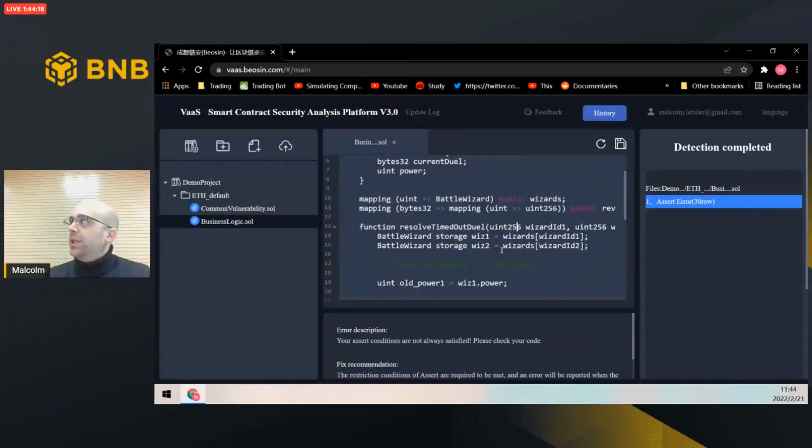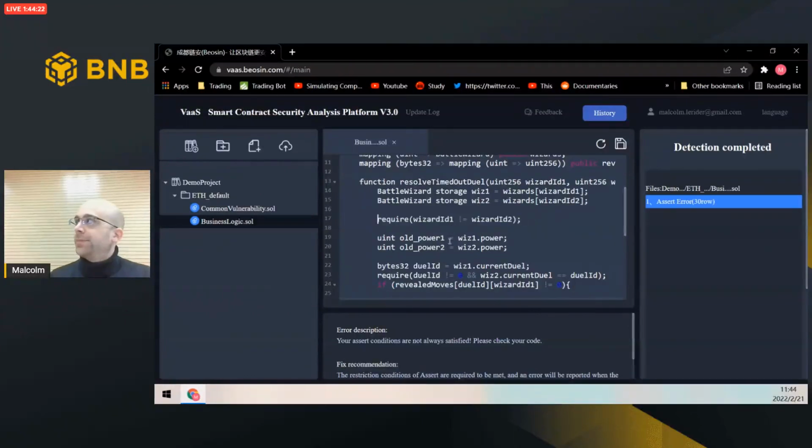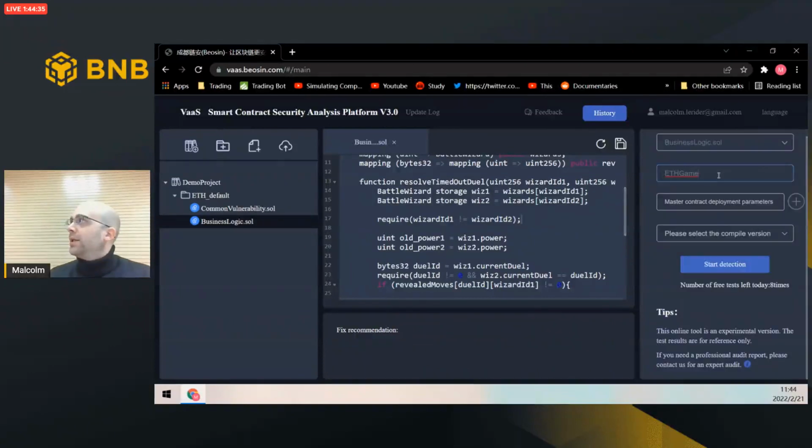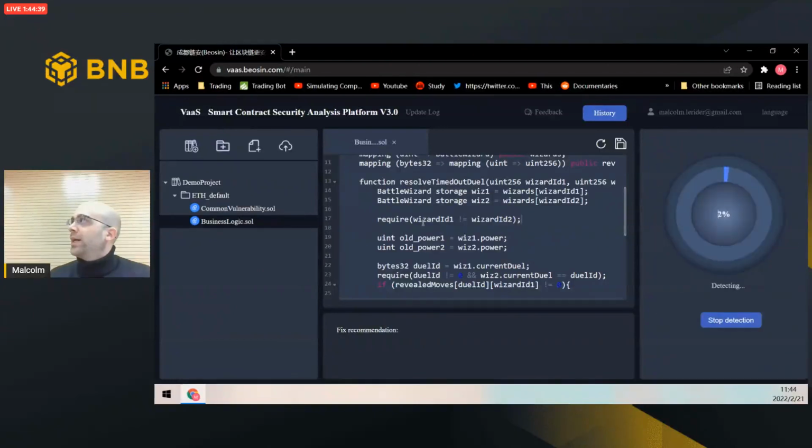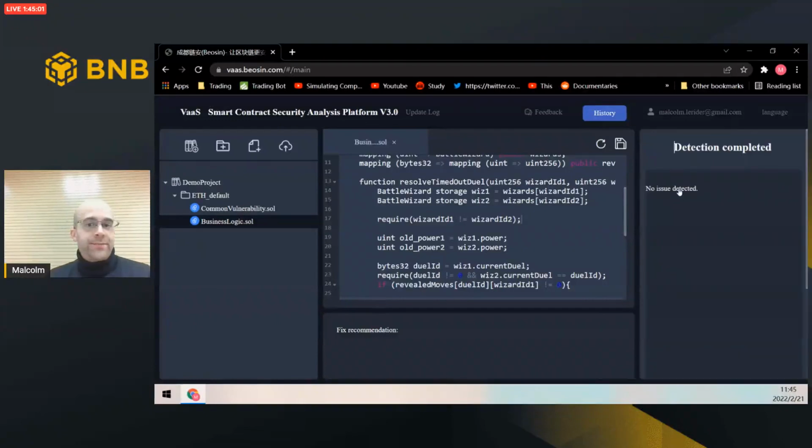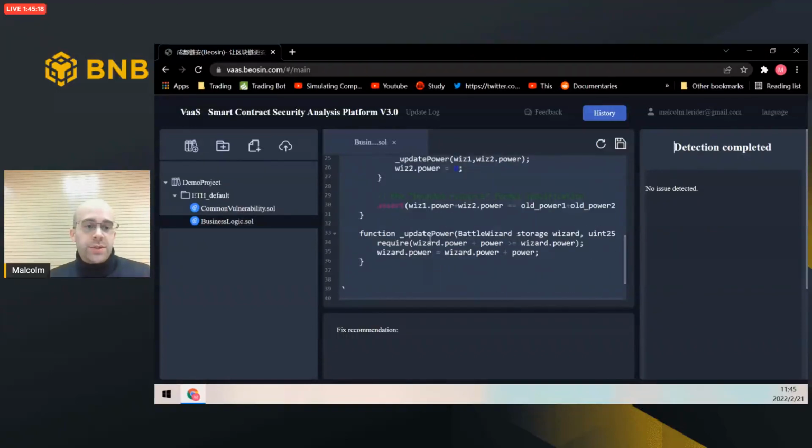To fix this security issue, what we need to do is add this line of code here: require that the two wizards that duel each other are not the same wizard. Then we can go back and do the same thing again. We add this line of code, we run the detection, and we see if our assertion is fixed. And there we go, no issue detected. So not only can we see when there is a bug in the code, we can also confirm the non-existence of bugs by having this formal verification and assertions on the bounded resources.